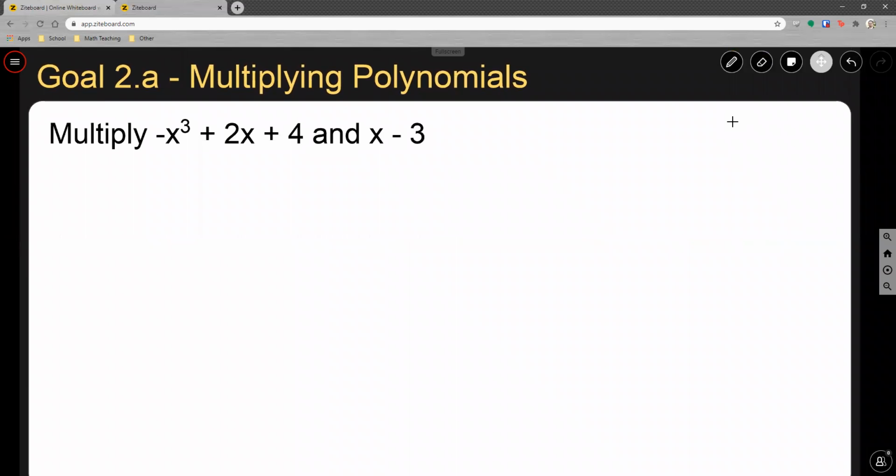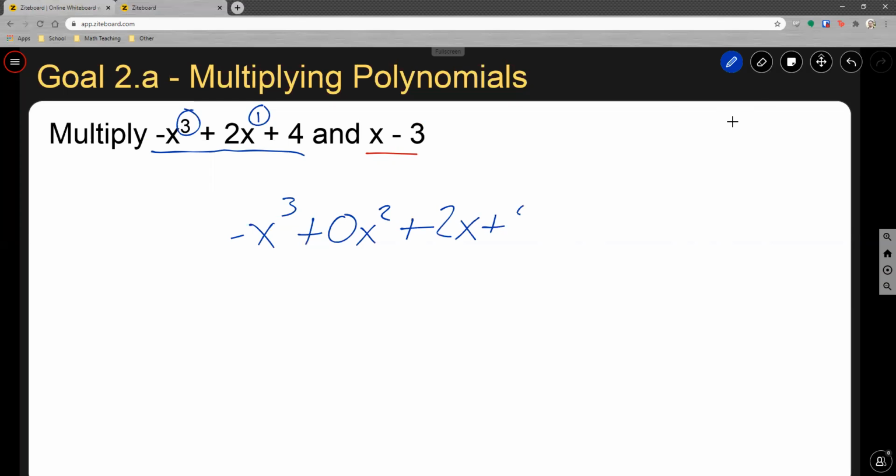So goal 2.A, multiplying polynomials. So we're multiplying two polynomials together. Multiplying negative x to the third plus 2x plus 4 and x minus 3. Well, I'm going to go ahead and set up my equation just like I would a normal multiplication problem. Got negative x to the third. Notice I've got a third power and I've got a first power, but I don't have a second power. So again, I'm going to put a placeholder in there for x squared. I've got 0x squared plus 2x and plus 4.